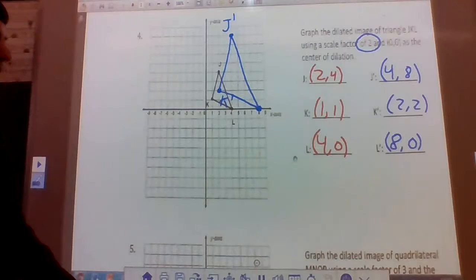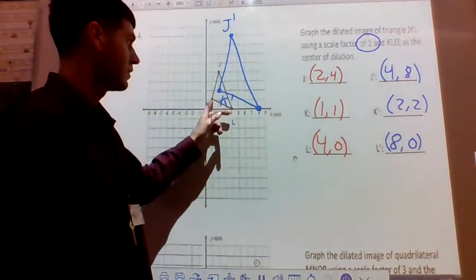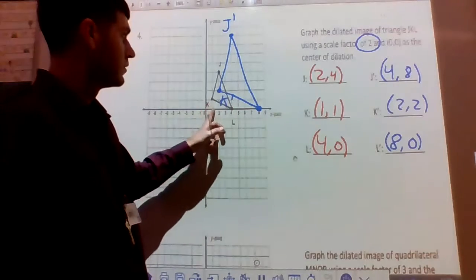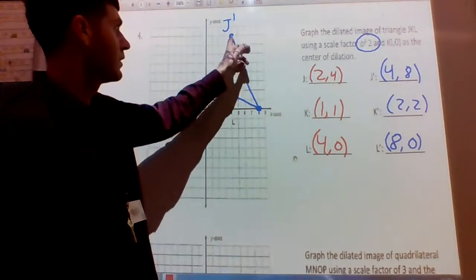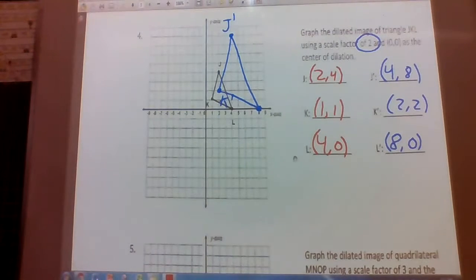There's our expansion. Everything is twice as far away. It was at 4, now it's at 8. It was at 1, 1, now it's 2, 2. Over 2, up 4, now it's over 4, up 8. All the points are twice as far from the origin as they were before. All expanded by 2.